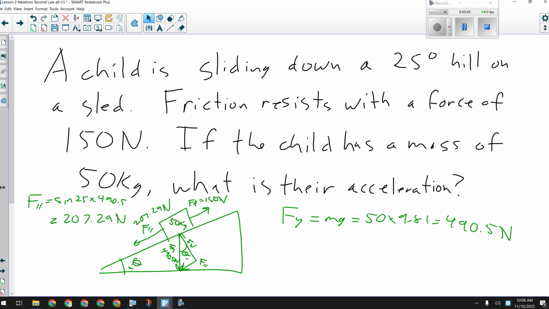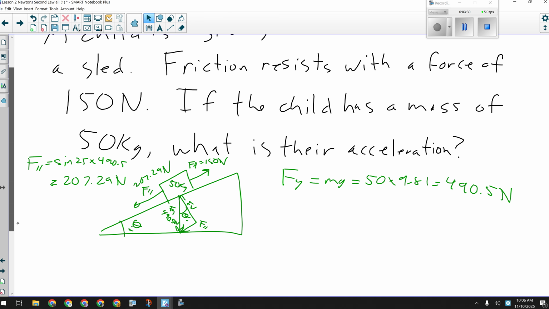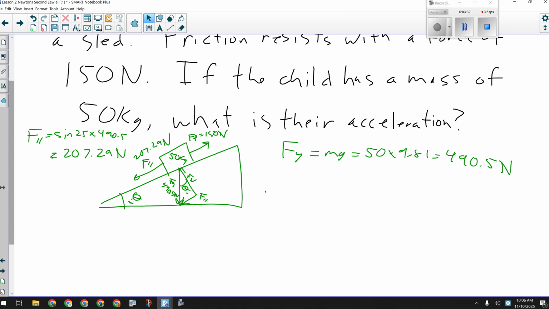So I've got F parallel, the force down the ramp, and friction, the force up the ramp. There aren't any other forces there. It doesn't say anything about anything else here. So all I have to do is calculate the vector sum of all forces. That'll be F parallel plus the force of friction. So I'm going to say 207.29 plus negative 150. You could just subtract 150, it's fine. That'll give me F net.